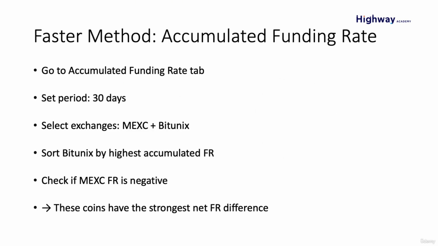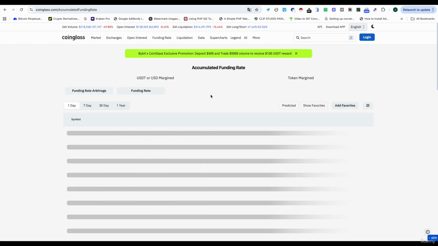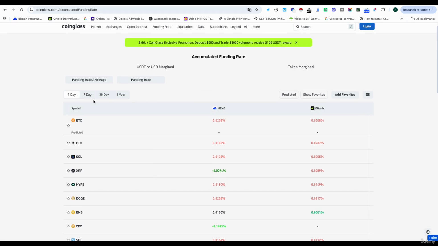You might be wondering, is there a faster way to spot good arbitrage coins instead of checking each one manually? And the answer is yes, there is a much quicker method. On the CoinGlass website, there's a very useful tab called Accumulated Funding Rate. This page shows you the total funding rate accumulated over a chosen period of time, and it compares the data across different exchanges. It's like seeing the whole month's behavior in one single list, so it becomes much easier to identify strong patterns right away.